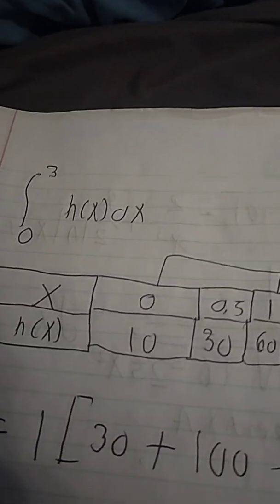I'm a bad drawer, but going into number 4. I think I actually skipped a page. Going to number 4, we have the integral from 0 to 3 of h of x dx. So our x is 0, 0.5, 1, 1.5, 2, 2.5, 3, and our h of x is 10, 30, 60, 100, 140, 210, 280.